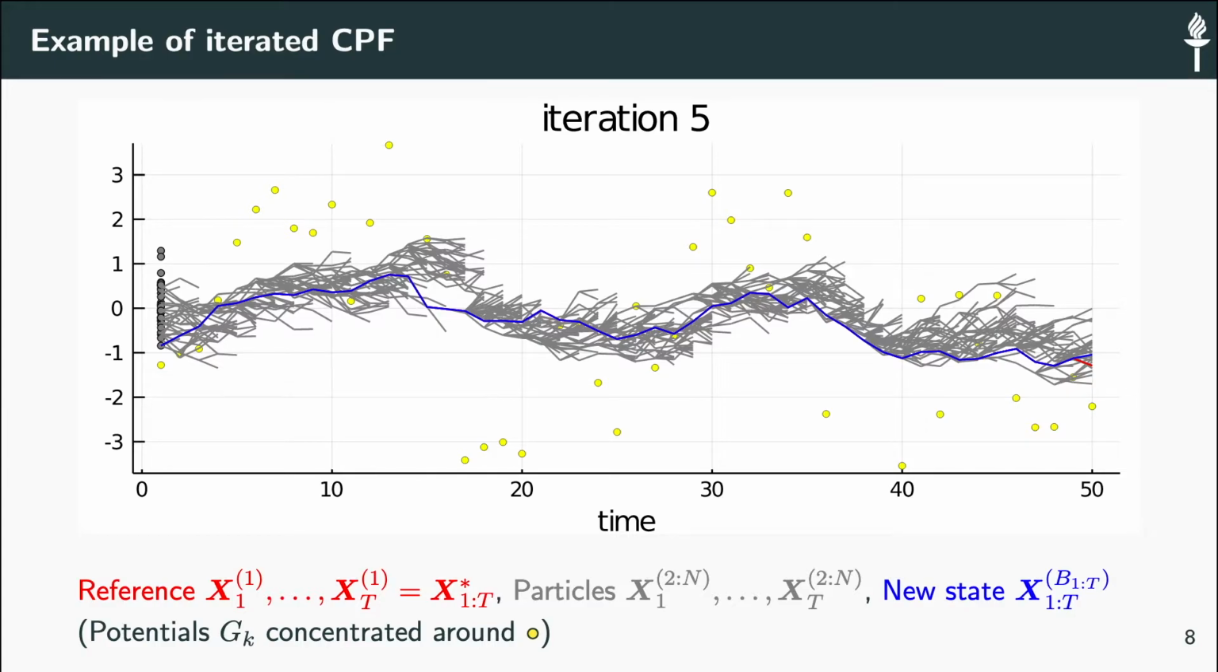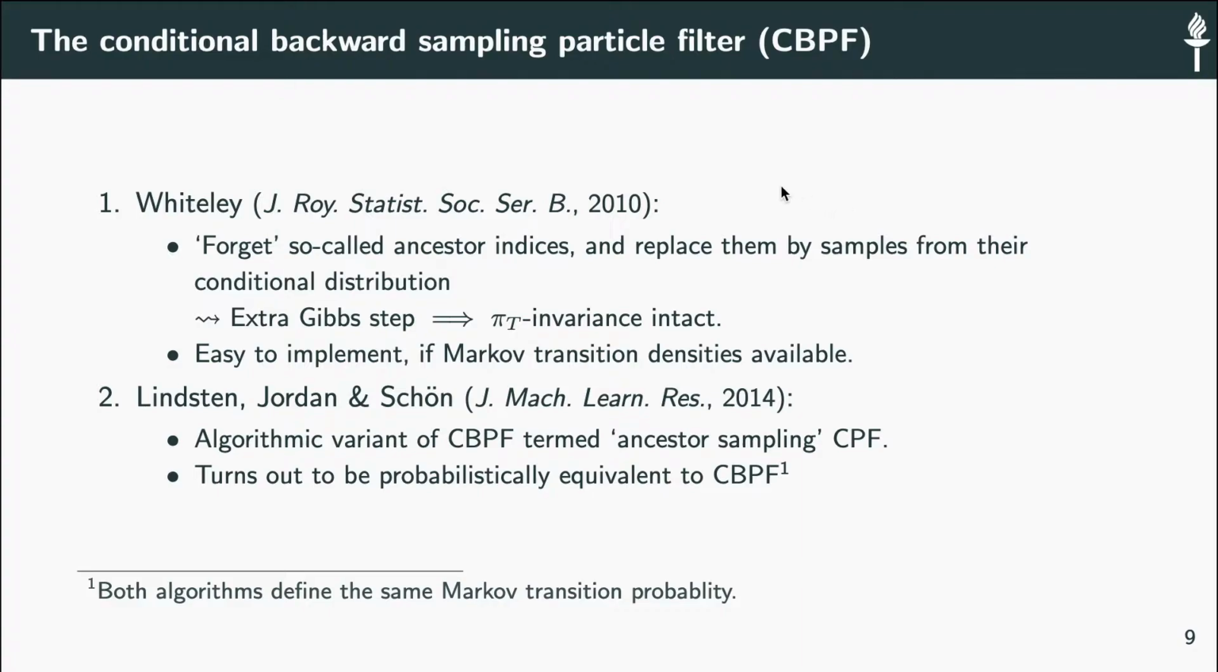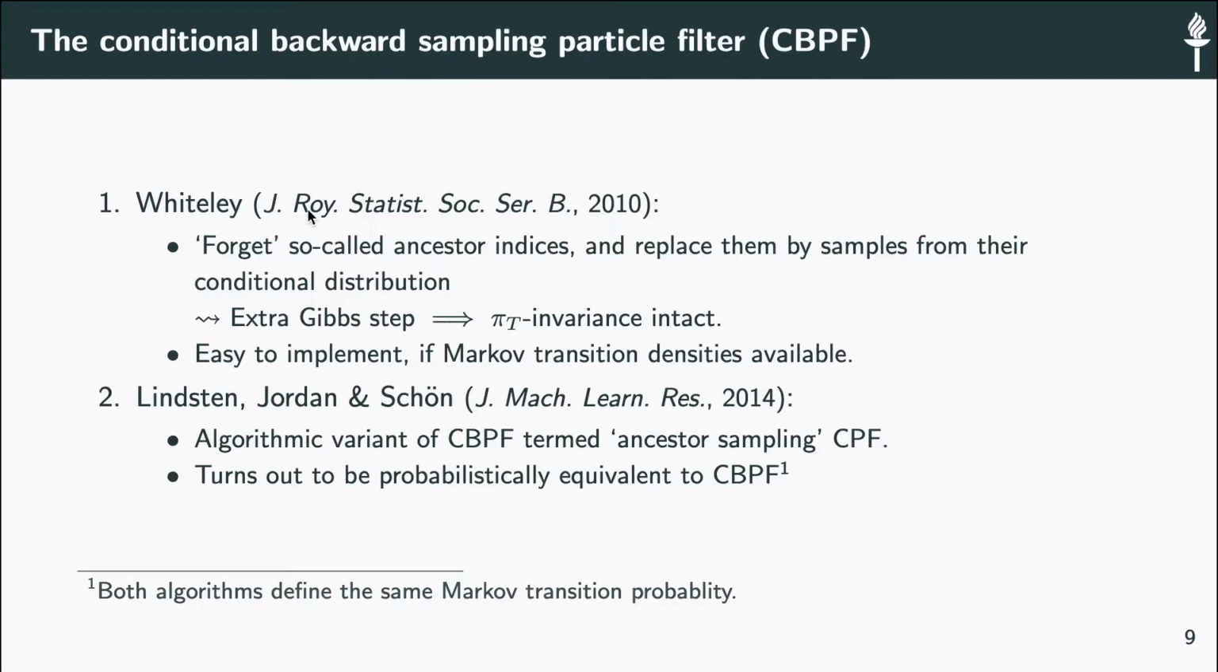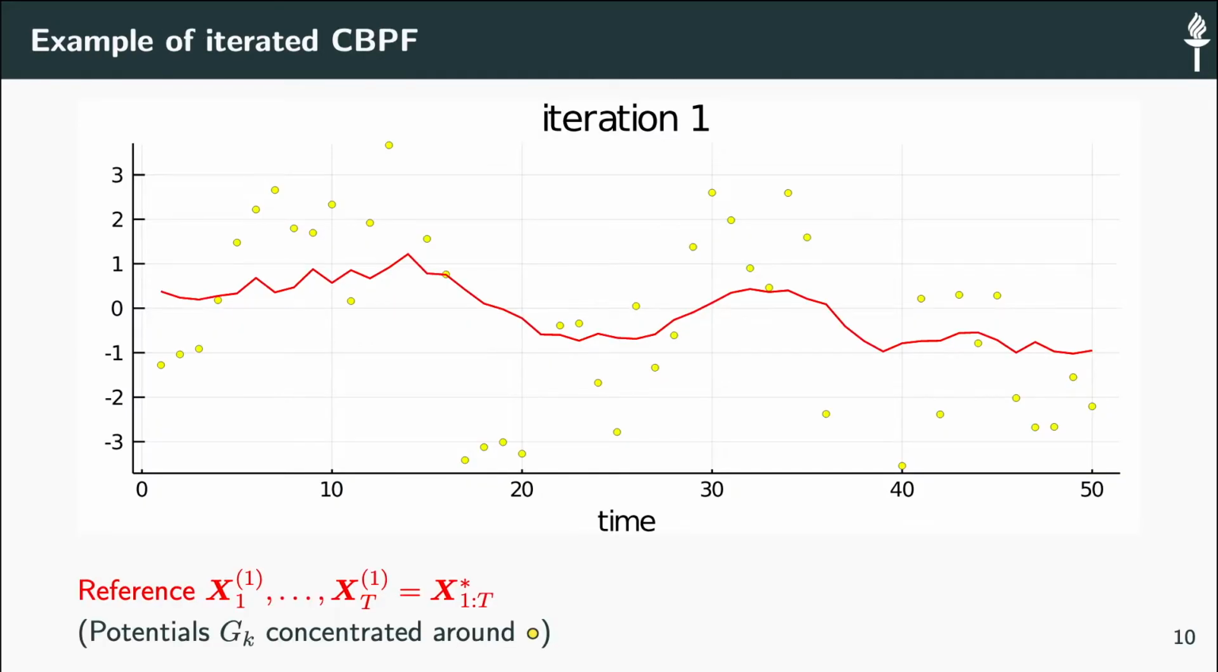But instead of adding particles, we can also do something else, which is to introduce a backward sampling step. This is an easy algorithmic modification of the conditional particle filter. Intuitively, you can describe it as forgetting the gray lines and drawing the gray lines again from their conditional distribution. So it is still a pi-invariant Markov transition, but it can be much better. Let's look at the picture.